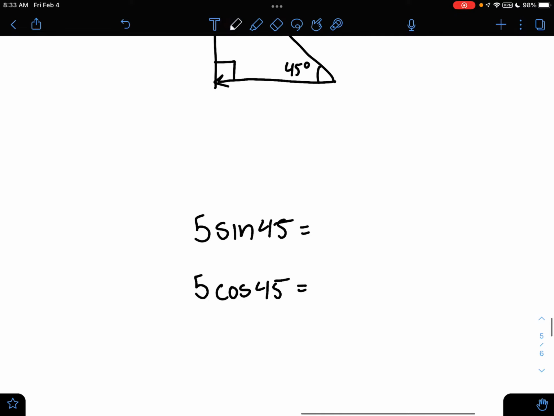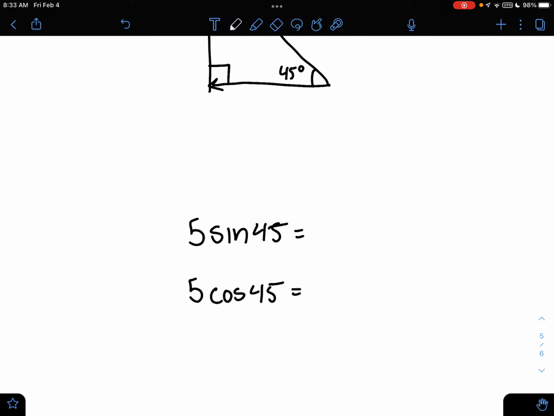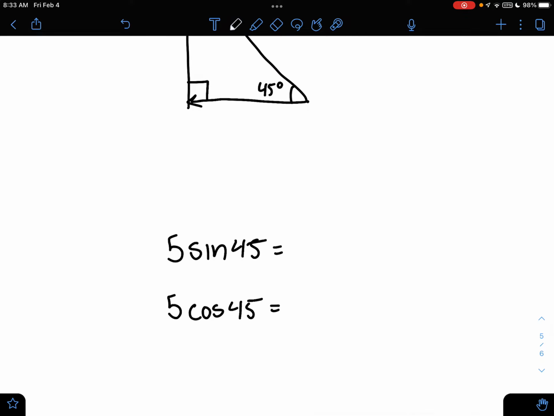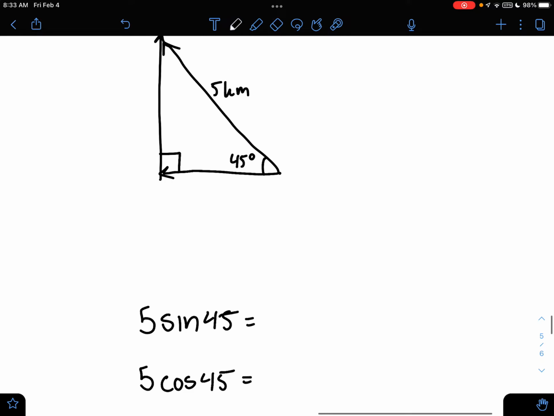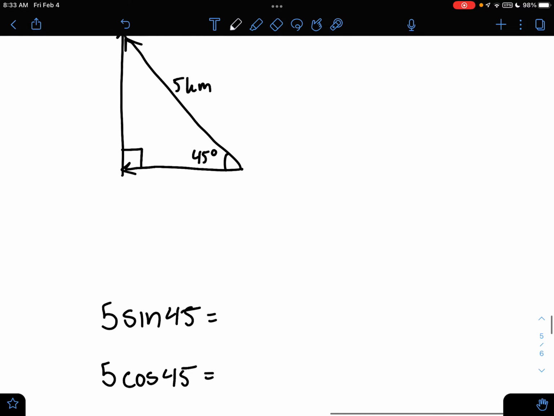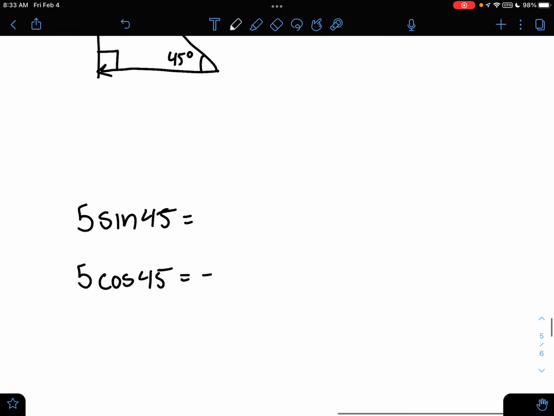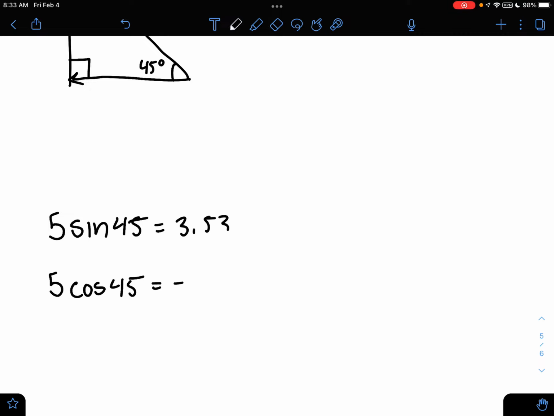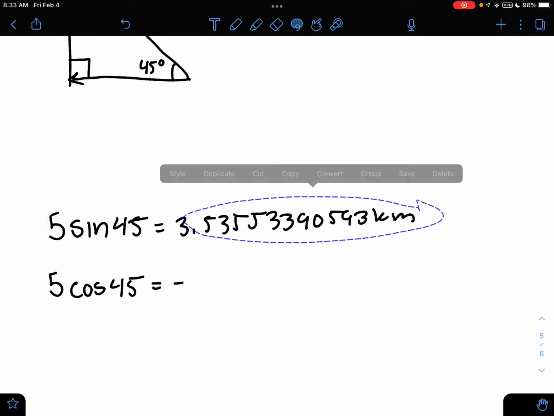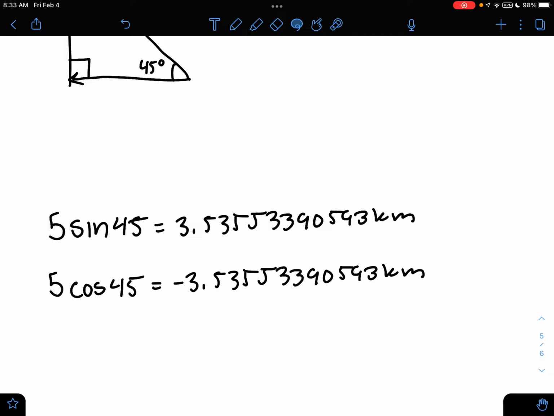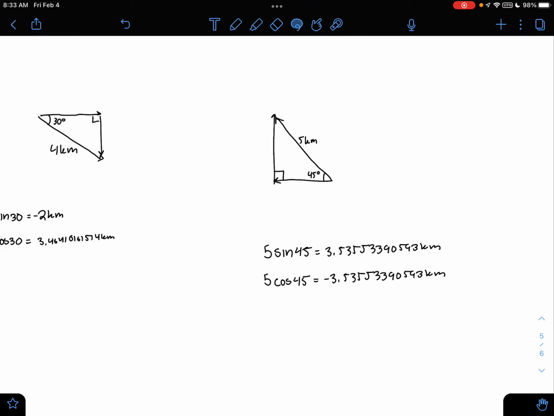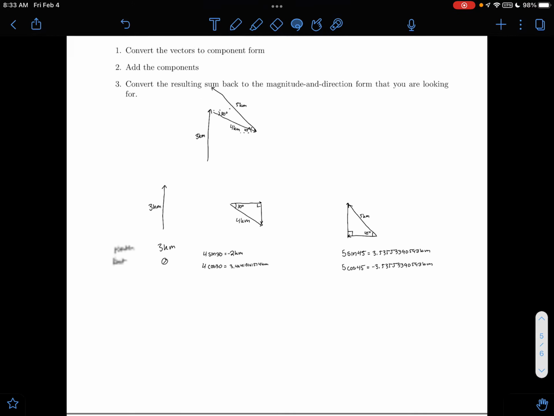Right? Sine and cosine of 45 are both the same thing because, who remembers our unit circle, right? Right? And we're going to the left, so that's going to be a negative as well, right? So they're actually going to be the same. It's just going to be 3.53553390593 kilometers. This is going to be the same, just negative, right? Because sine 45 is the same as cosine 45.